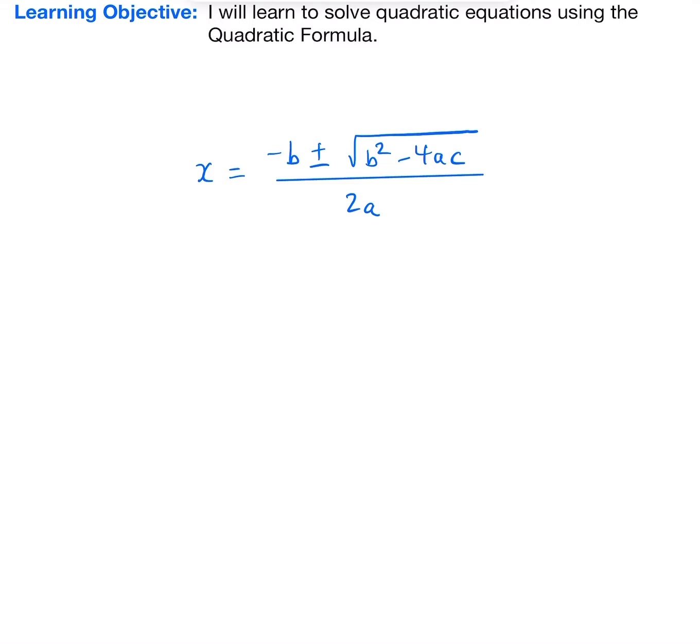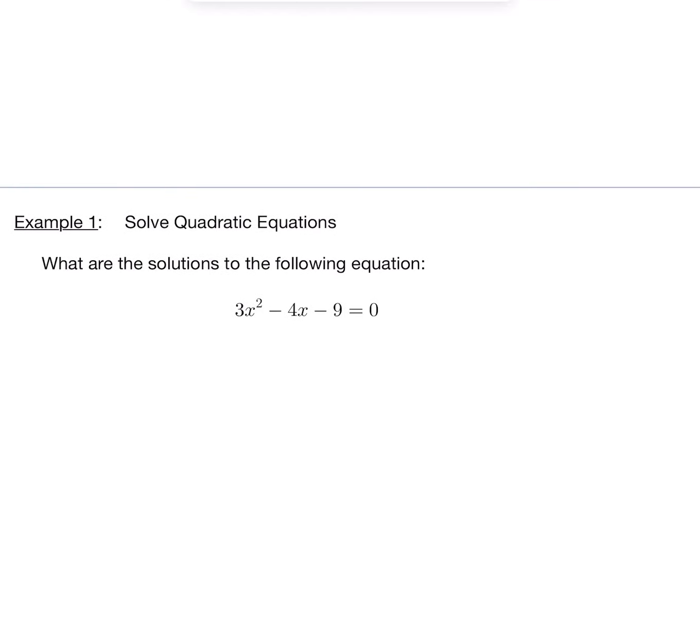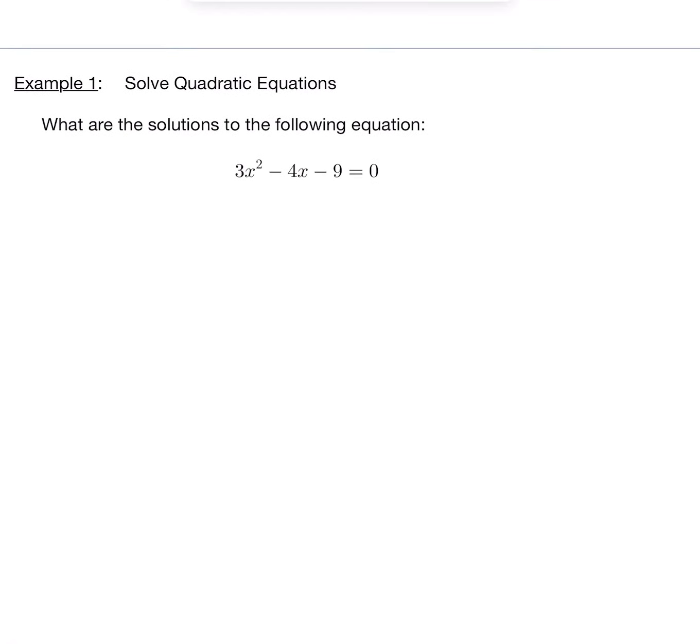I'm not going to spend any time explaining how this formula is derived, but what you will notice is that this is a very powerful tool in solving quadratic equations. So let's get started with the first example. Here we have the quadratic equation 3x squared minus 4x minus 9 is equal to 0. As you will quickly see, using factoring will not help you to solve this quadratic equation.